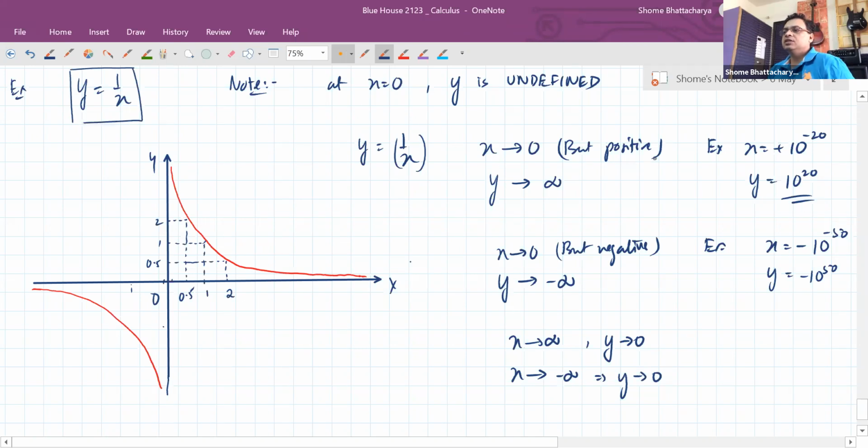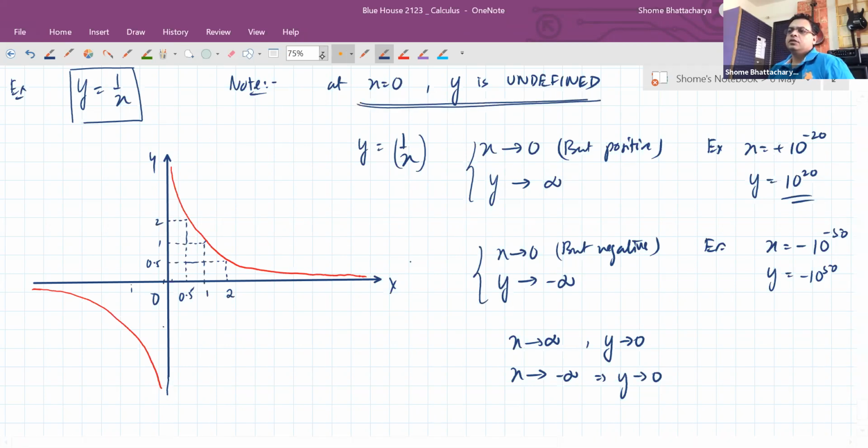Because just to the left of 0, it is tending to negative infinity. Just to the right of 0, it is tending to plus infinity. So exactly at 0, y becomes undefined.